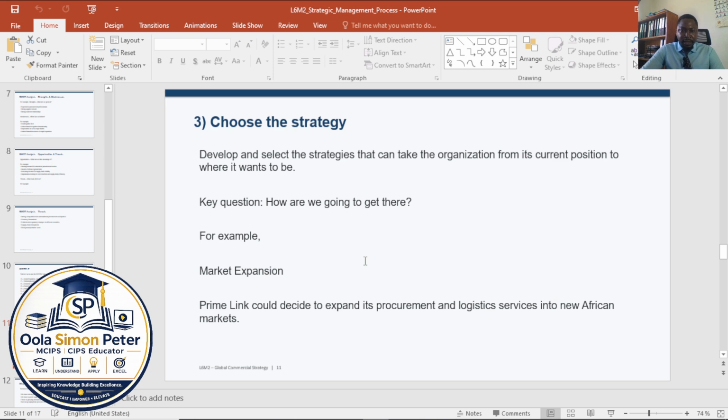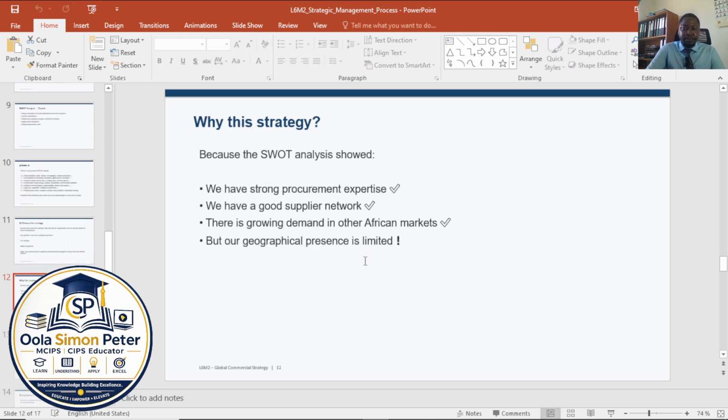For example, Primelink, if we want a strategy of market expansion as our strategy, we can decide to expand procurement and logistics services in 2 new African markets. You see, that is now the strategy, because remember our vision, we want to be among the leading service provider of procurement and logistics services in Africa. So we decide to expand. The strategy will be to expand its procurement and logistics services into new African markets.